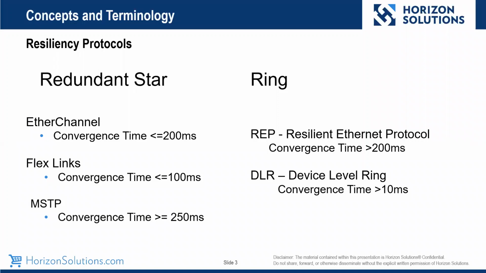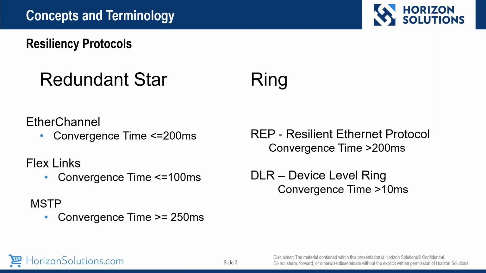I wanted to talk about some resiliency protocols that we're going to be seeing once we get into the live demo. There are two different types of resiliency topologies that we're going to talk about. One is a redundant star topology. The other is a ring topology. For your redundant star protocols, you're going to have EtherChannel, Flex Links, and MSTP, which stands for multiple spanning tree protocol. EtherChannel is when you take multiple links between two switches and you logically put them into one bundle, or one EtherChannel.